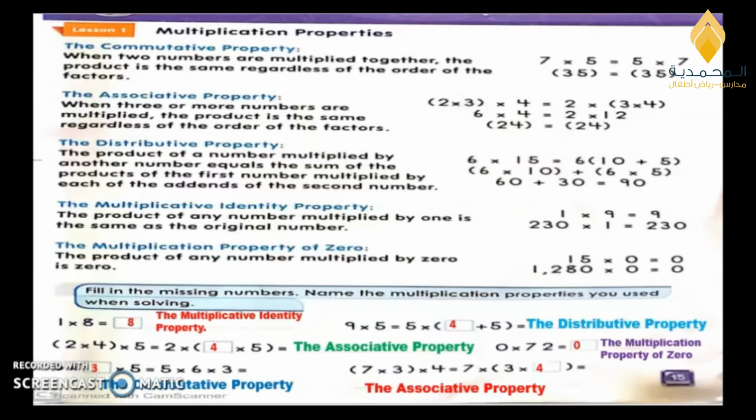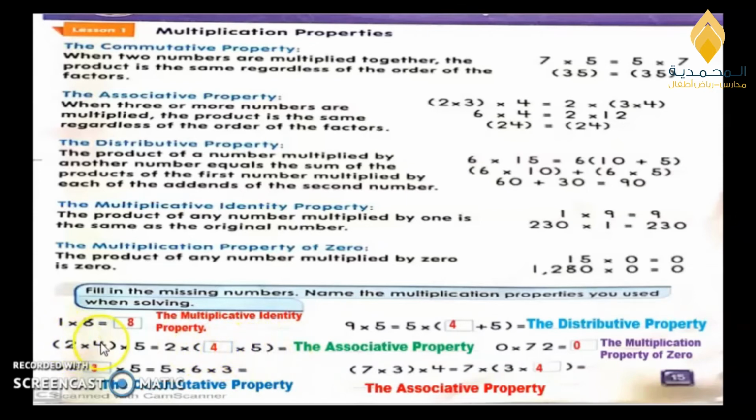Now open your book at page 15. We're going to solve this question. Fill in the missing numbers. Name the multiplication properties you used when solving. Listen to me. 1 times 8 equals 8. Easy. Which multiplication property did we use? Excellent. The multiplicative identity property. Good job. Now, 2 times 4, between brackets, times 5 equals 2 times a number between brackets times 5.